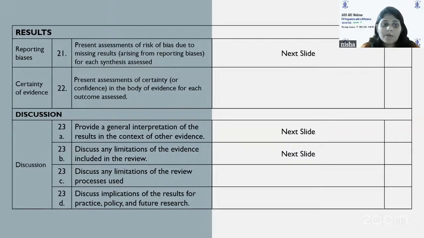Now coming to reporting biases, as I said, the funnel plot, I'll be coming to that, and certainty of evidence. They had not presented assessments for certainty or confidence in the body of evidence, and that part of the checklist is not met. And coming to discussion, they have given a general interpretation of the results in context of other evidence, and also they have discussed the limitations of the evidence. However, they have not discussed the limitations in the review processes that they themselves have used, and also they have not mentioned the implications of the results for practice, policy, and also for future research.